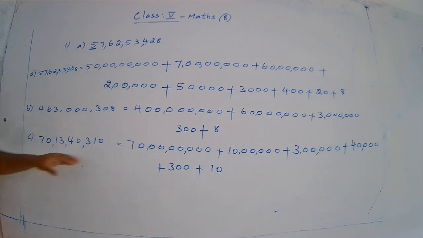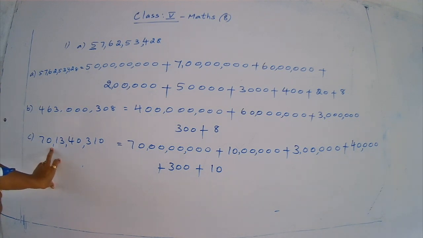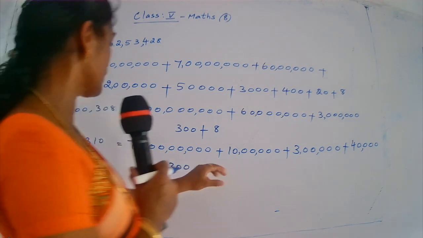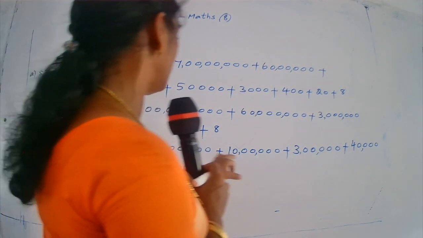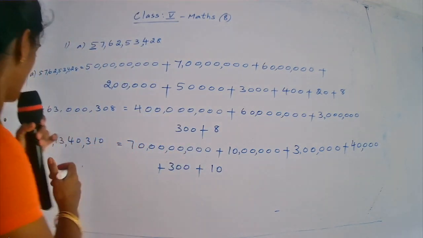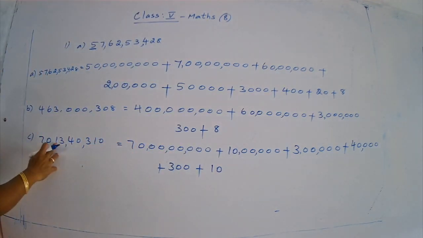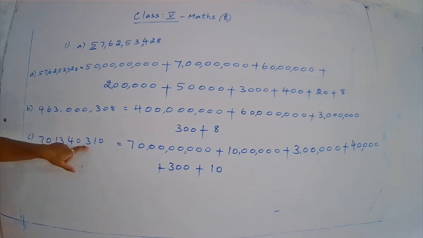So your expanded form is 70 crore plus 70 crore. Wait, children. Ten lakh. Sorry, here is 0. Okay, leave it. Next number is 10 lakh. Then 3 lakh. Okay, correct only. 70 crore plus 10 lakh plus 3 lakh plus 40,000 plus 300 plus 10. Okay, are you clear? Yes. Write it in your book.